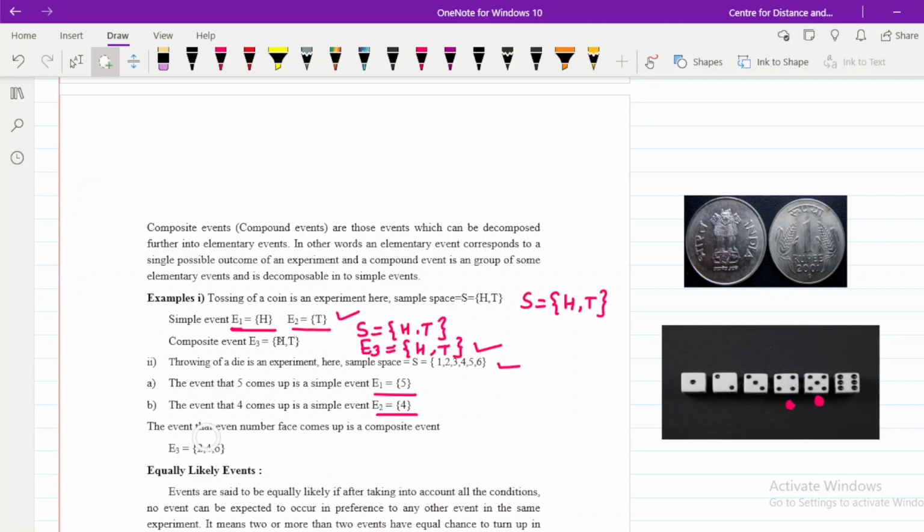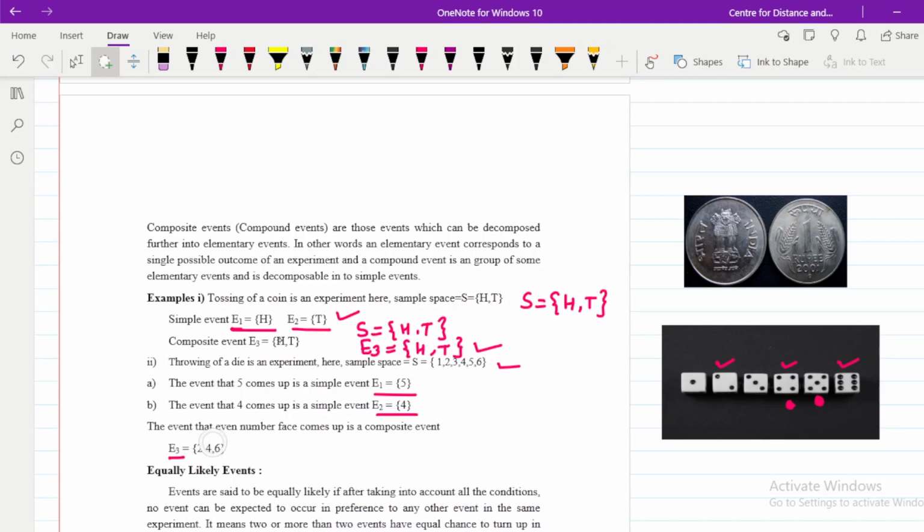Then the event that an even number face comes up is a composite event. Which numbers are even numbers? When we throw a die, 2, 4, 6 are even numbers. And this is represented by E3.